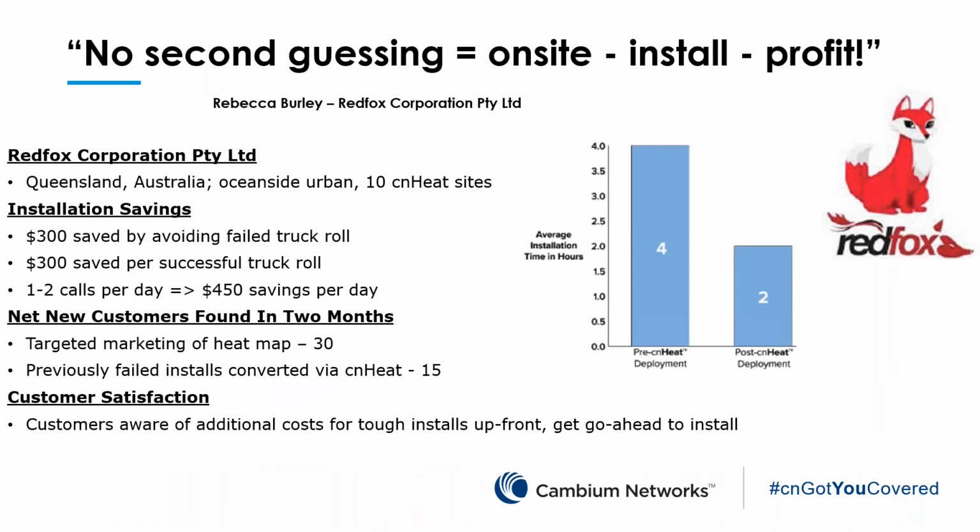Now let's give an example of someone who's already using cnHeat. And we're going to go all the way to Australia. Australia in Queensland, it's on the coast, it's quite beautiful there. And they have 10 cnHeat sites, it's Redfox. And what Redfox has done since using cnHeat is the big stat we're showing right here: before cnHeat, it on average took them 4 hours to do an install. And then after cnHeat, the time to do an install decreased by 2 hours.